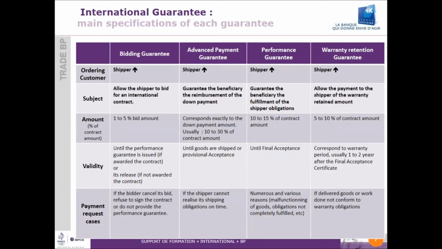If we move to the advance payment guarantee details, you'll see that the ordering customer is here again the shipper or the export company. The aim of it is to guarantee the beneficiary the reimbursement of the down payment that has been made. The amount corresponds to the down payment amount, and usually it's between 10 to 30% of the contract amount. The advance payment guarantee is valid usually until the goods are shipped or until the provisional acceptance has been made.